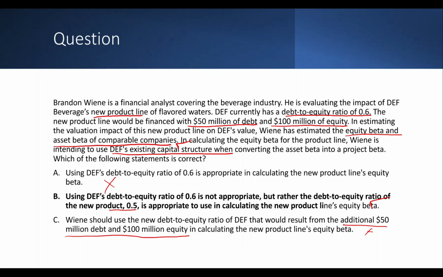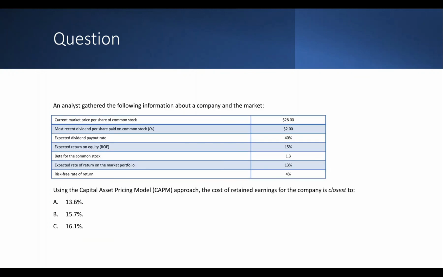Moving on to the next question. An analyst gathered the following information about a company and the market. So we have current market price per share, most recent dividends per share, expected dividend payout rate, expected ROE, beta for the common stock, expected market return and risk-free rate of return. Now using the capital asset pricing model, we have to calculate the cost of retained earnings for the company. And we are given the options A 13.6%, B 15.7% or C 16.1%.